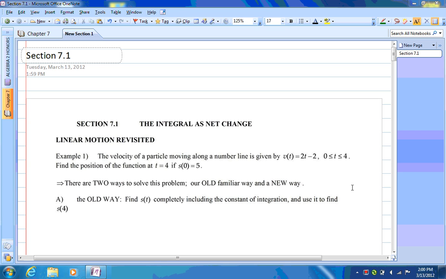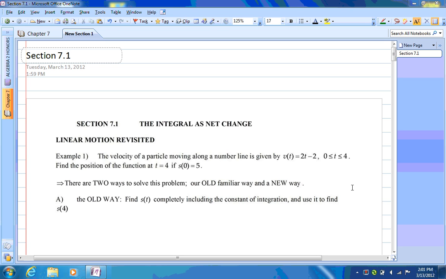Hello, welcome to the beginning of section 7.1, which talks about the integral as net change. So we'll start with our first example. The velocity of a particle moving along a number line is given by the following function, 2t minus 2, so obviously we have a linear function for our velocity. Time is between 0 and 4.